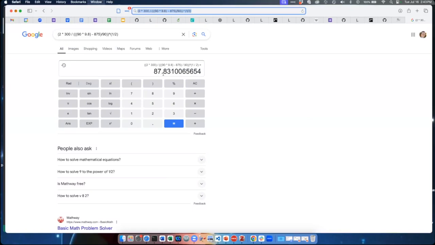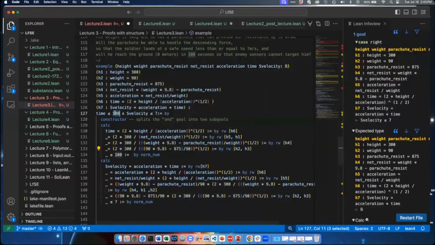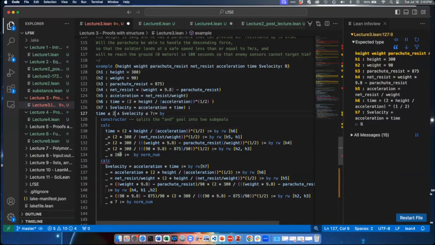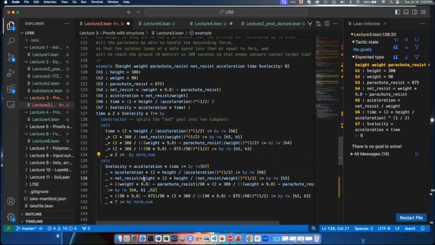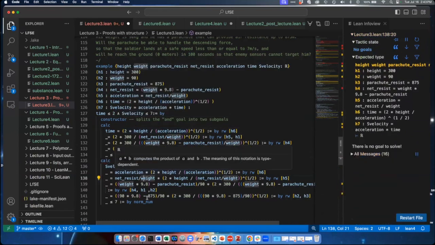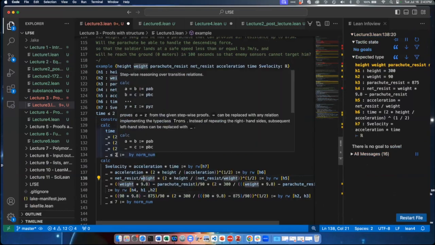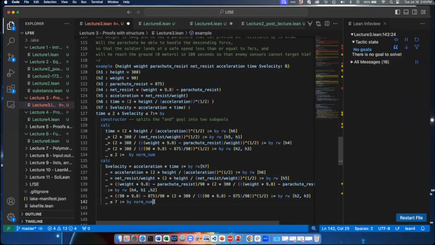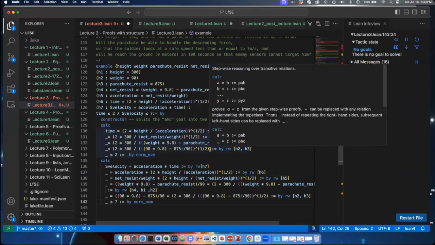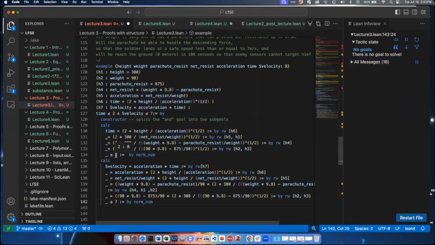Okay. But I spotted something and I asked my student, look what I did. I proved that my time is less than or equal to 2, and I closed all of my goals. But I just calculated this. This is equal to 87. How is 87 less than or equal to 2? Whoa. I got a proof, but I didn't prove what I was expecting to prove.